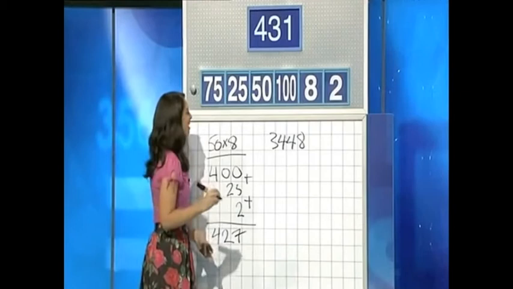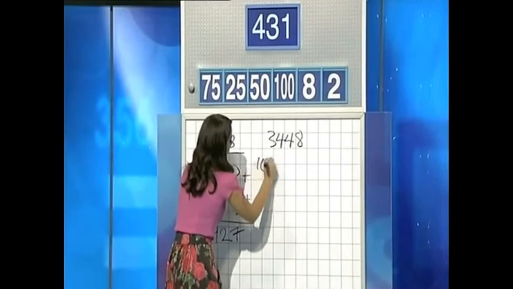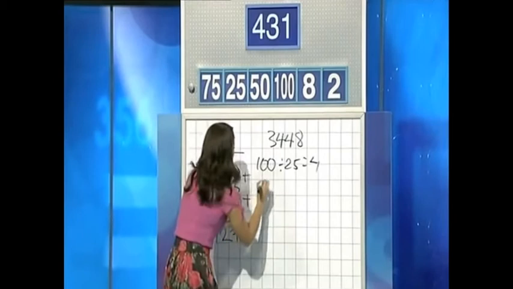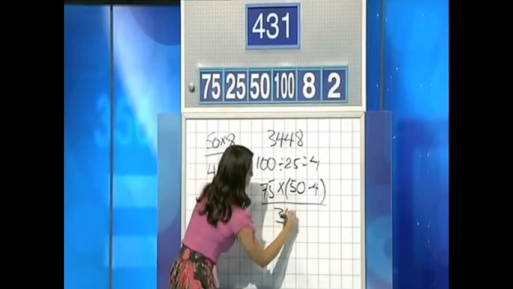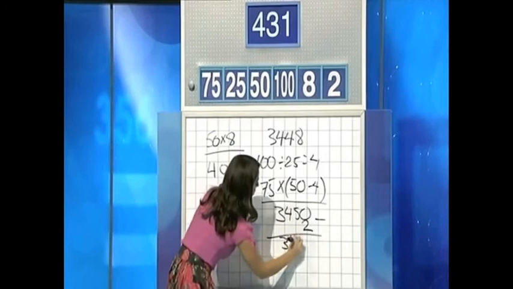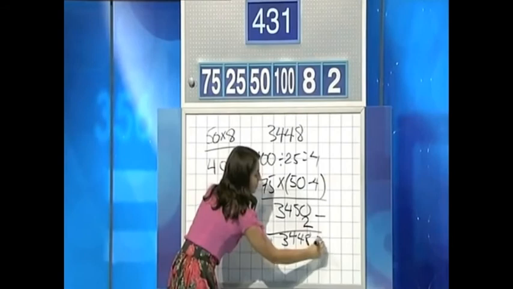Now, I just want to make a 4 quickly here. So 100 divided by 25 is 4. Now, 75 multiplied by a little bit of tweaking here, 50 minus 4 gives you 3,450. Subtract the 2 is 3,448, which is our target number. So all we have to do is divide this by the 8, and it gives you 431.